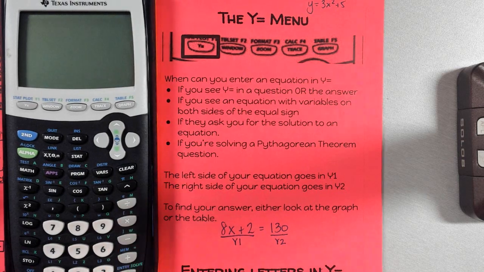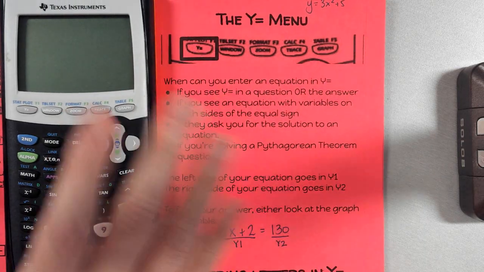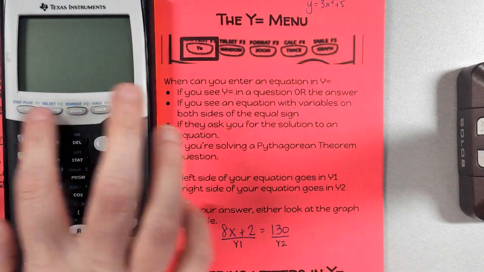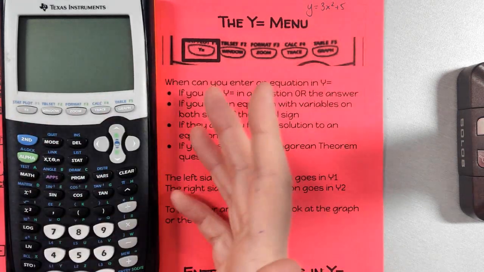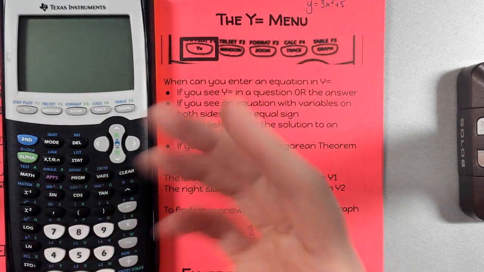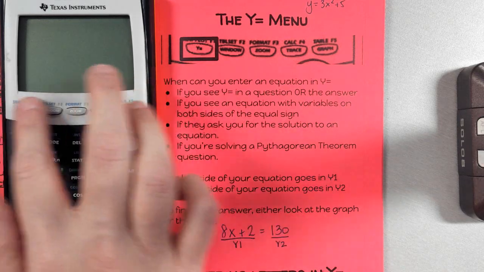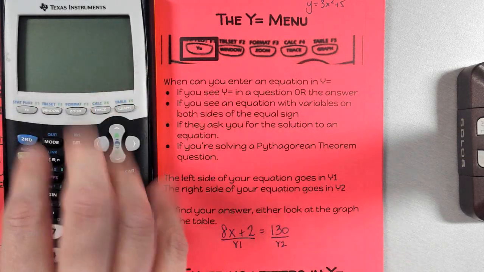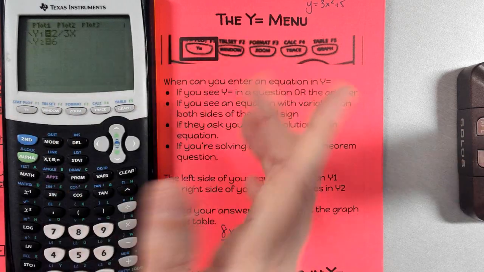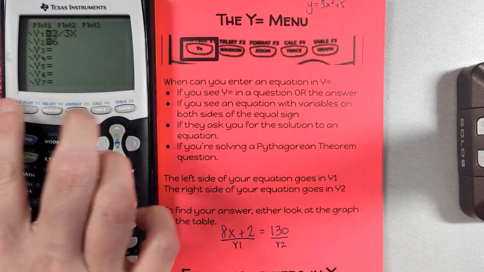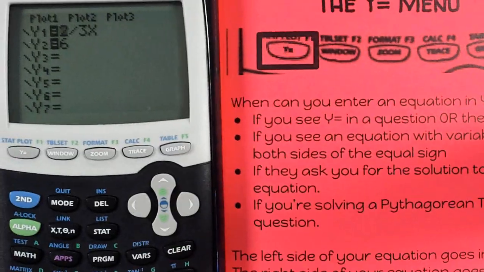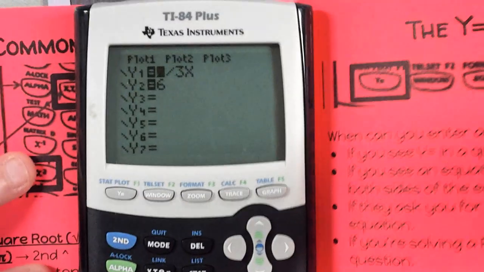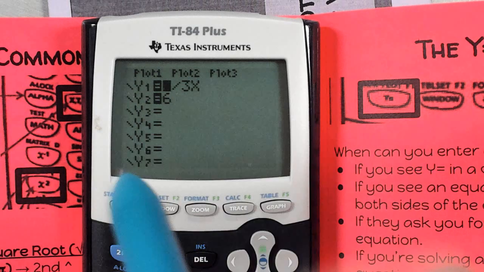All right, so the y equals menu. Let's talk a little bit about these buttons. All these buttons up here at the top deal with graphing and looking at values. And this stuff up here, this is why we use the calculator. So if I hit the y equals button, this is where I put equations. Let's zoom in here. This is where I will put equations. So anytime I'm using an equation, this is where I'm going to put it.